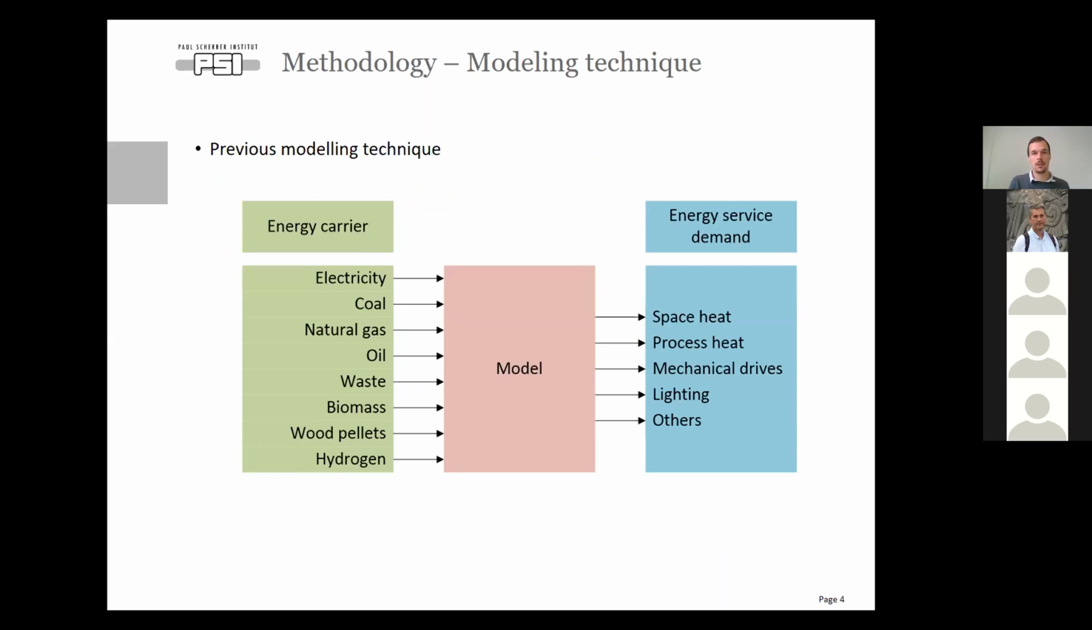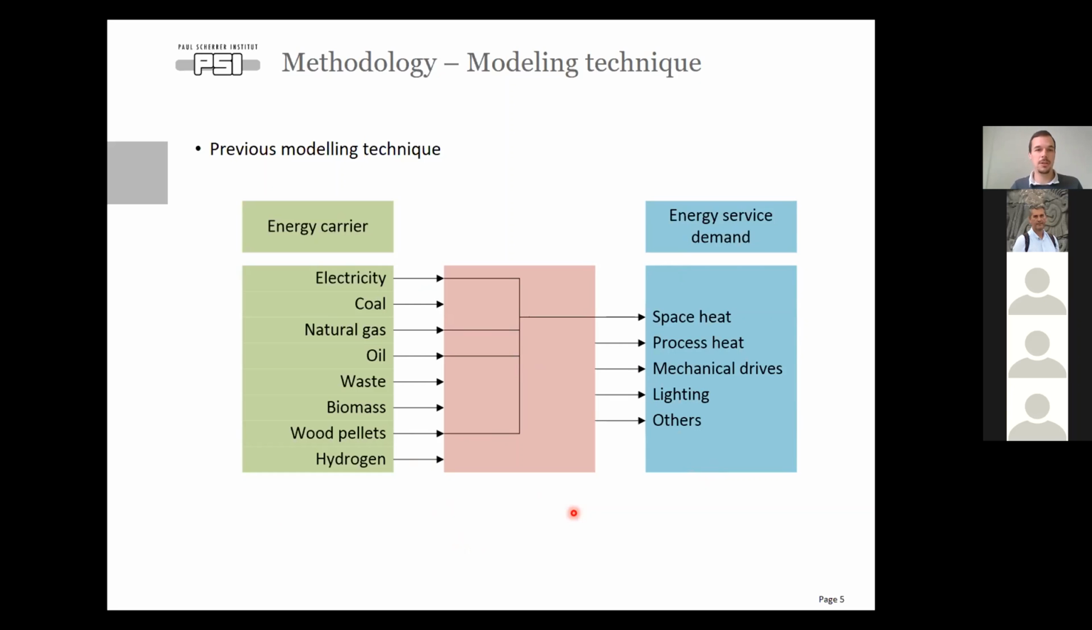So when I'm talking about connecting material flows and production processes to energy flows, I want to clarify what I mean by that. What we have usually done in models so far is, on the right-hand side, we have our energy service demand, as we all know it, for example process heat or mechanical drives. And we have the input into the demand module, which are the energy commodities. And what connects those two is basically our model.